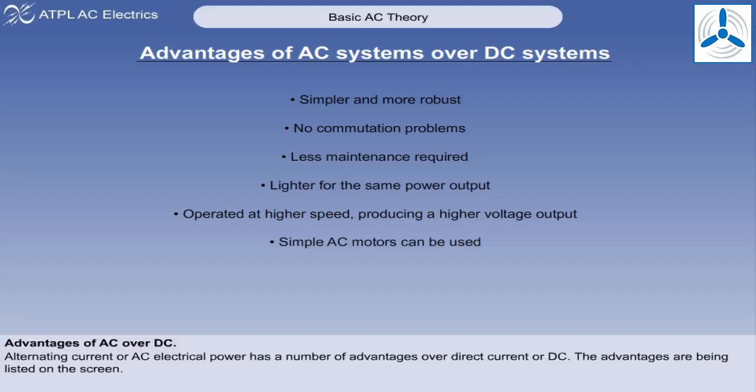Three-phase AC motors, which again do not require commutators, are simpler, more robust, and more efficient than DC motors. Again, AC motors are fully explained in a future lesson.